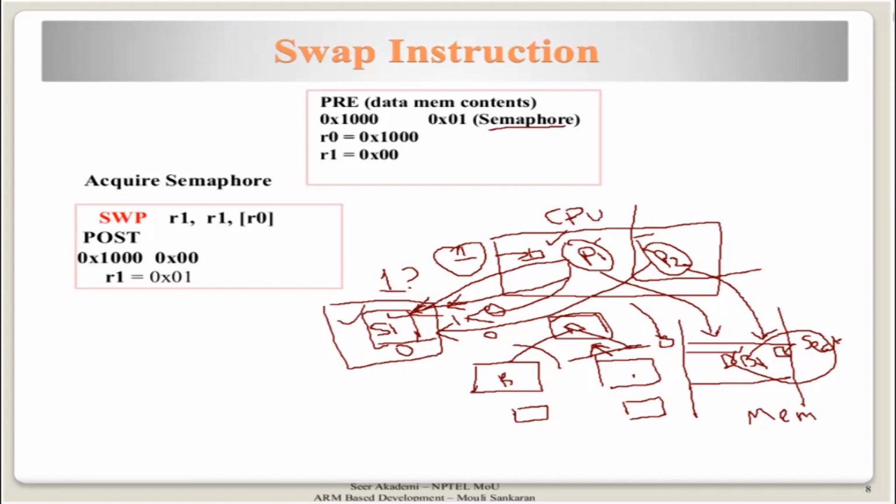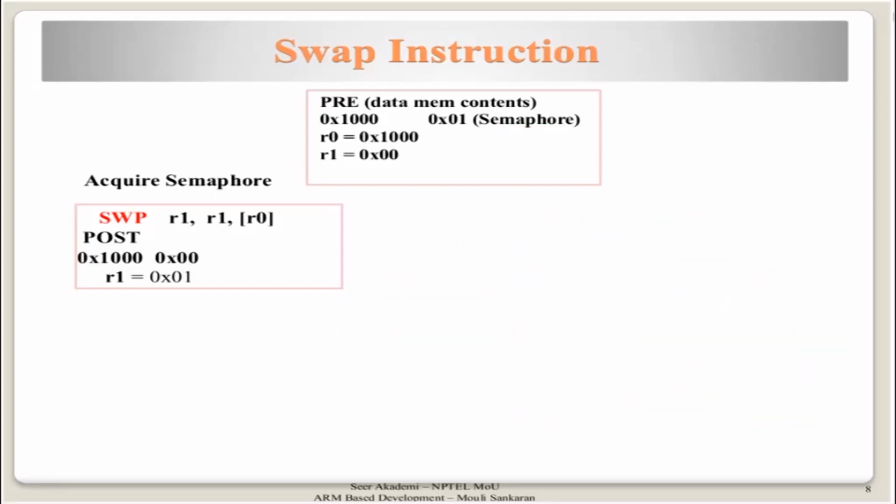Then the waiting process will come back and get the semaphore and then go into the database. So this is the set of operations to be performed for acquiring a semaphore. So how do we implement it in a processor? The processor needs to support it.